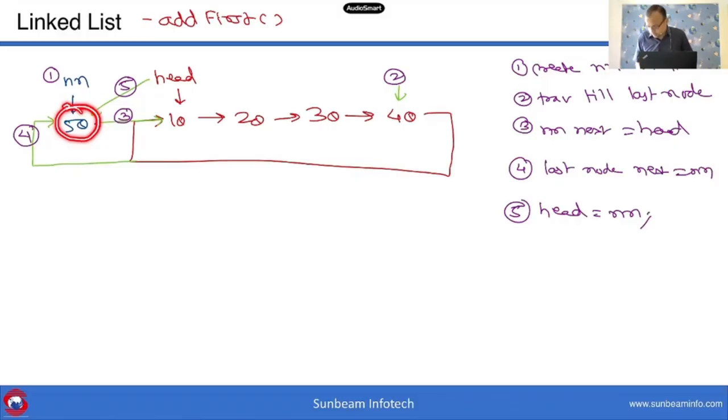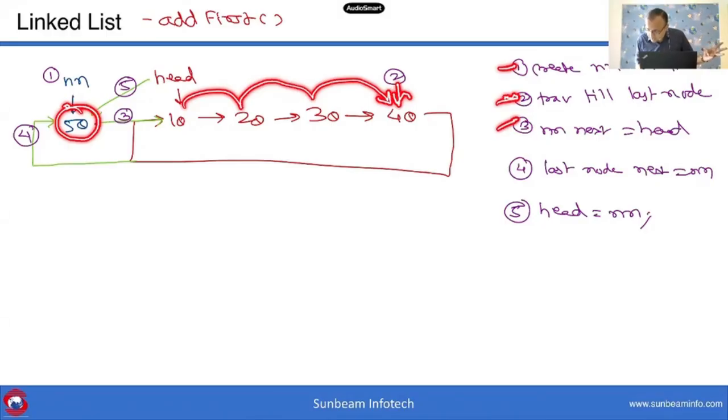What is the second step? You need to go till the last node. So you traverse till the last node. That is the second thing. Okay, that is also done. First thing is done, second thing is done. Third thing, the new node's next is equal to head.